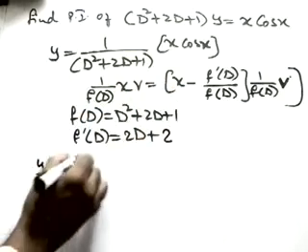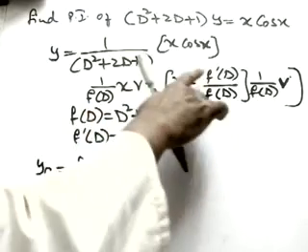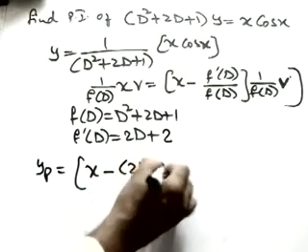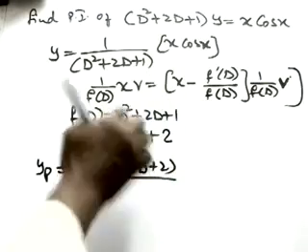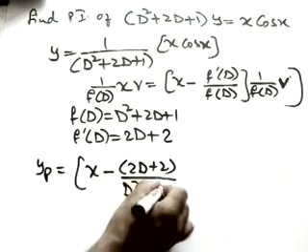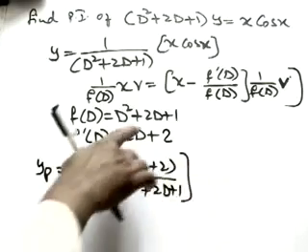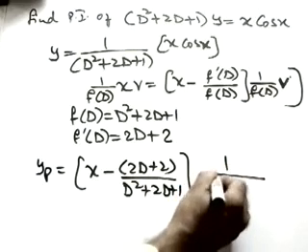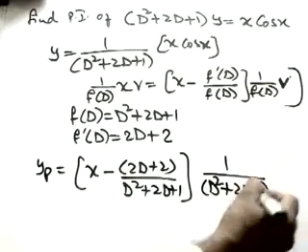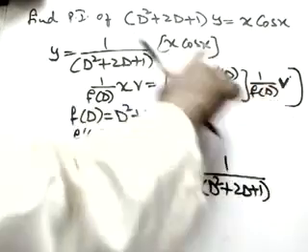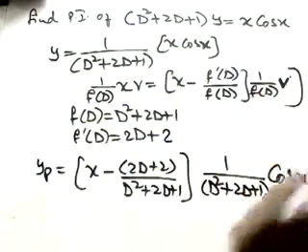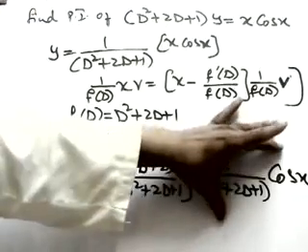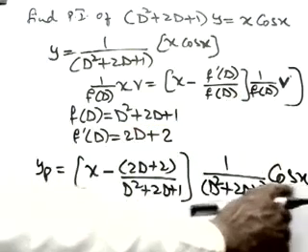So let me use this formula. Therefore the particular integral equals x minus f dash d, where the value of f dash d is 2d plus 2, divided by f of d, the value of f of d is d square plus 2d plus 1, into 1 by f of d, where f of d is d square plus 2d plus 1, into v. V means here cos x. Now let me continue from here. Let me solve this one first, and then we go inside.